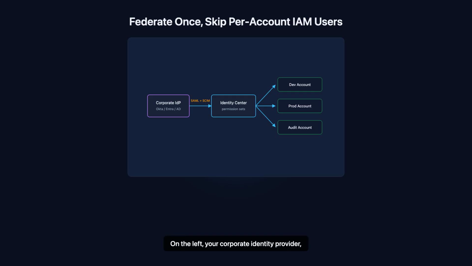On the left, your corporate identity provider, whether that's Okta, Entra ID, or Active Directory. That flows into Identity Center in the middle, which holds your permission sets. And from there, one login fans out to every account: dev, prod, audit, all of them. Federate once, and your employees keep their single corporate login instead of juggling a pile of per-account IAM users.